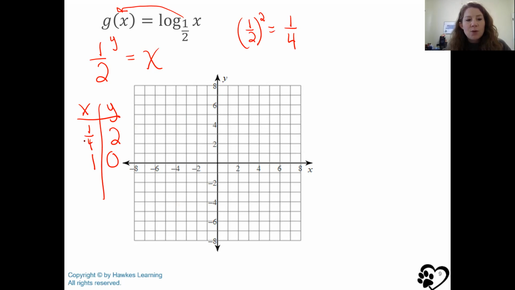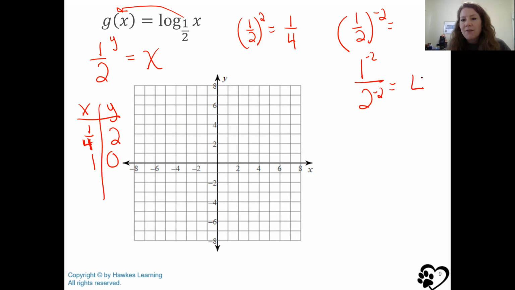Well, what if I want to flip it? What if I want to flip this fraction? So I'm going to use a negative number. So let's say, what if I make y equal -2? Well, that would be 1 to the -2 over 2 to the -2, which would make both of those flip. So basically, I would get 4. So if y is -2, x is going to be 4.